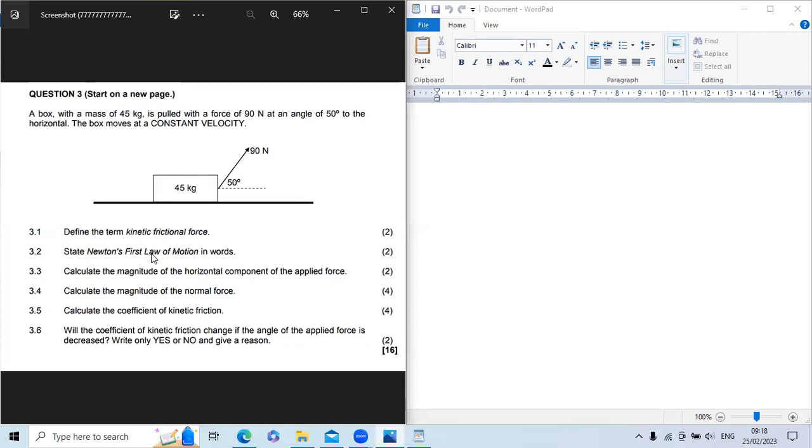So I got an object will remain at rest or move in a straight line at constant velocity unless it is acted upon by a non-zero force.